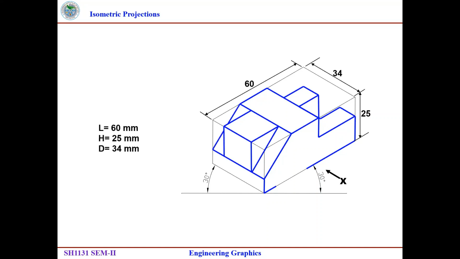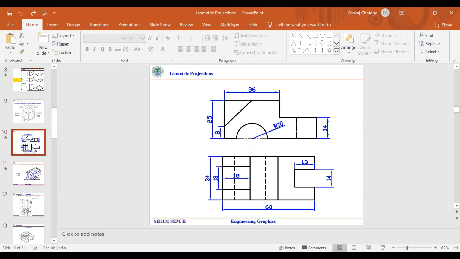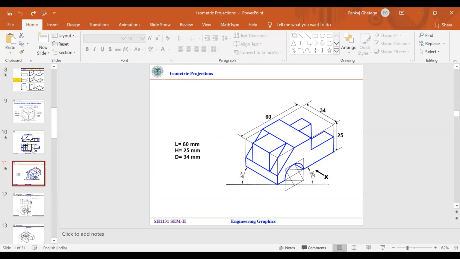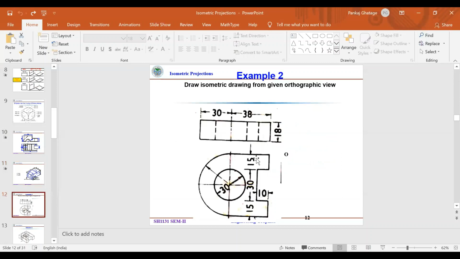We have to learn the procedure on AutoCAD. Now this is the answer, and since the hole is there, that hole looks like an ellipse. Since it is a half circle, we have to draw a half ellipse here. So this is the answer of this question. This is the question and this is the answer. Now, moving ahead, we are going to solve this example directly on AutoCAD.